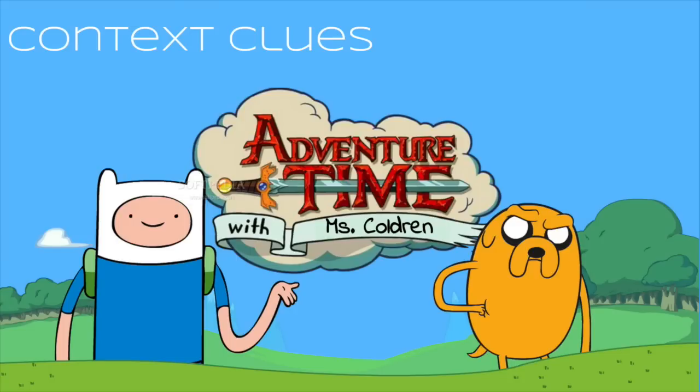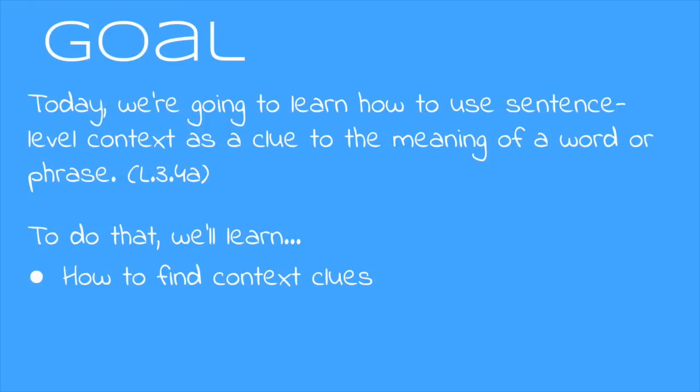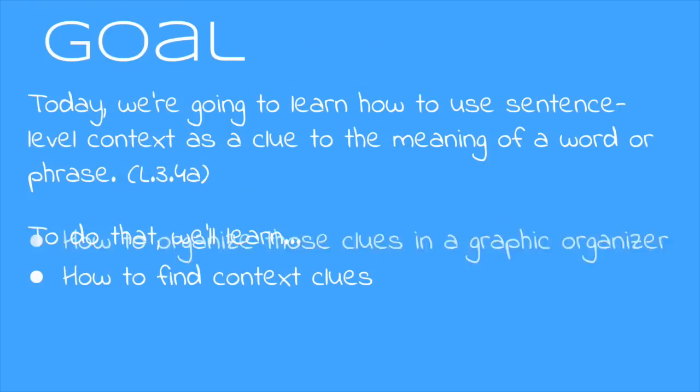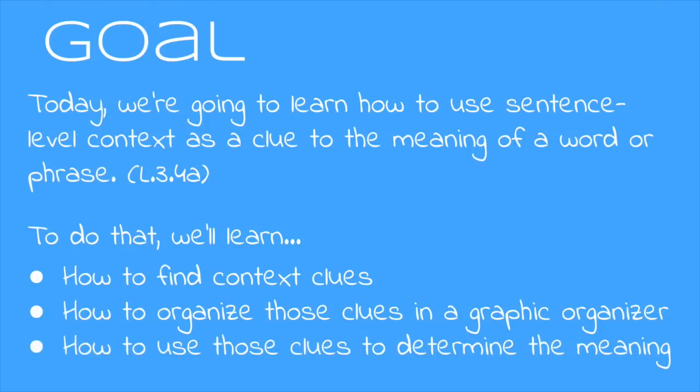Today we're going to learn about context clues, which will help us understand what we're reading even better than we already do. Our goal today is to learn how to use sentence-level context as a clue to the meaning of a word or phrase. And to do that, we're going to learn how to find context clues. We're also going to learn how to organize those clues in a graphic organizer. And finally, we're going to learn how to use those clues to determine the meaning of the word.